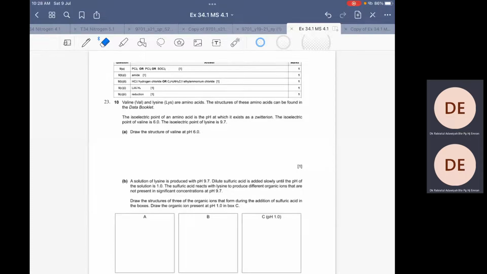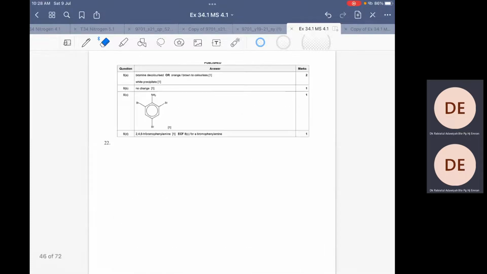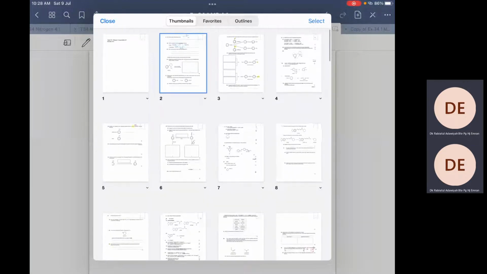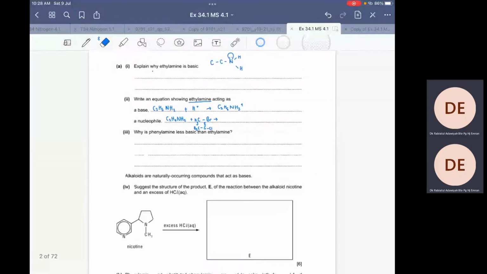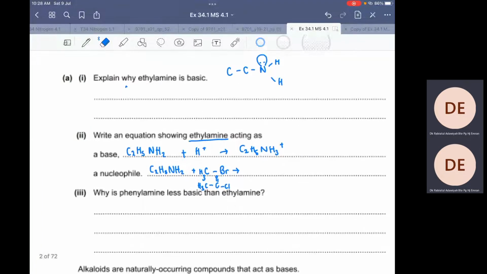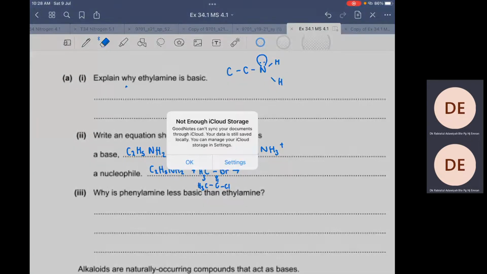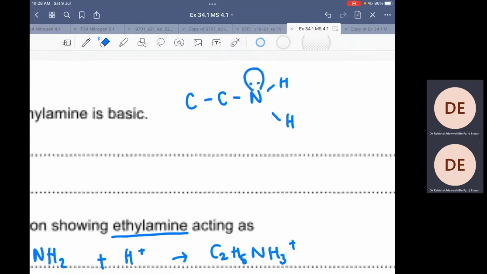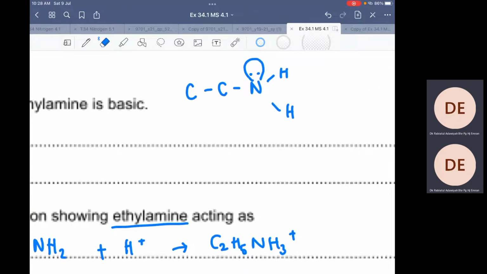Yeah, okay. Right, so we are looking at exercise 34.1, question 1. Okay, so first question, explain why ethylamine is basic. What is the property of a base, of any base, that we want to look at that makes it a base? So kalau macam acid, we look at the H+, right? For bases, what do we look at?